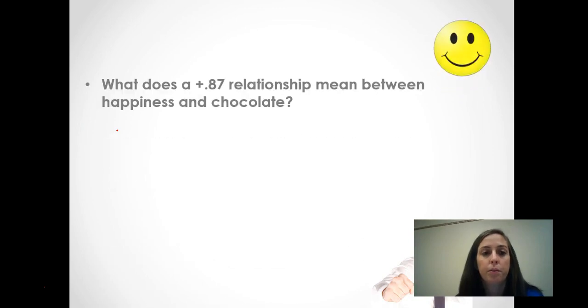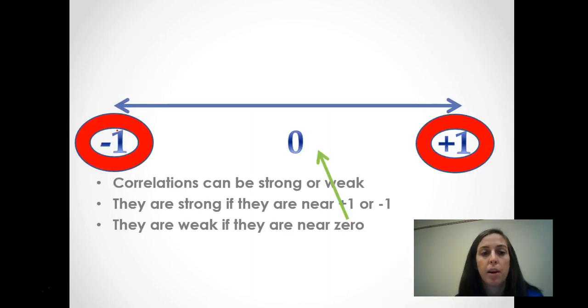So, a 0.87 relationship between happiness and chocolate, and this is positive. So I'm going to go back over here. 0.87. So that's positive, right? That's pretty close. That's over here. So is that strong or weak? Strong. It's a strong correlation. That means chocolate and happiness are related. Right? They affect each other.